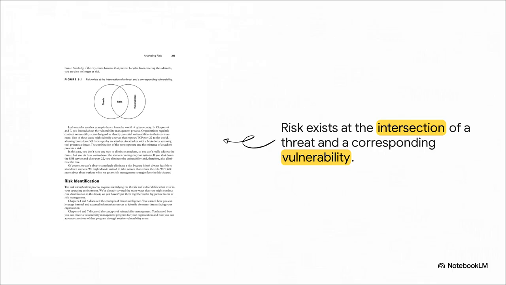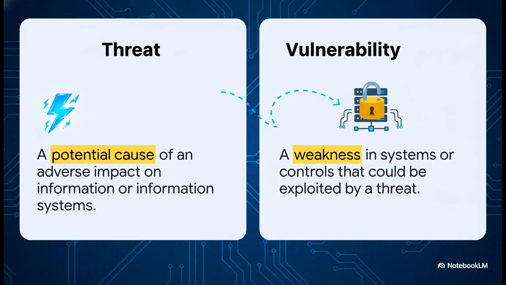A threat is what could happen, right? And a vulnerability is how it could happen. It's only where those two things overlap that you have a real, actual risk to worry about. Let's make this crystal clear. A threat is the potential for harm. Think of something like a brute force attack. The vulnerability is the weakness that lets that threat in, like an unlocked server port.